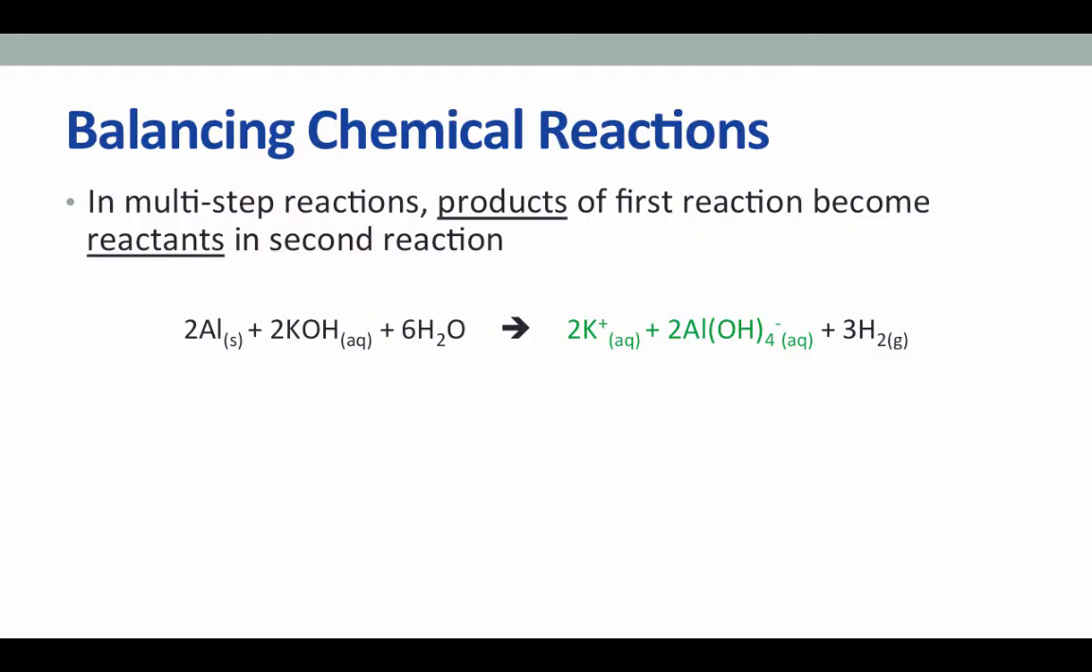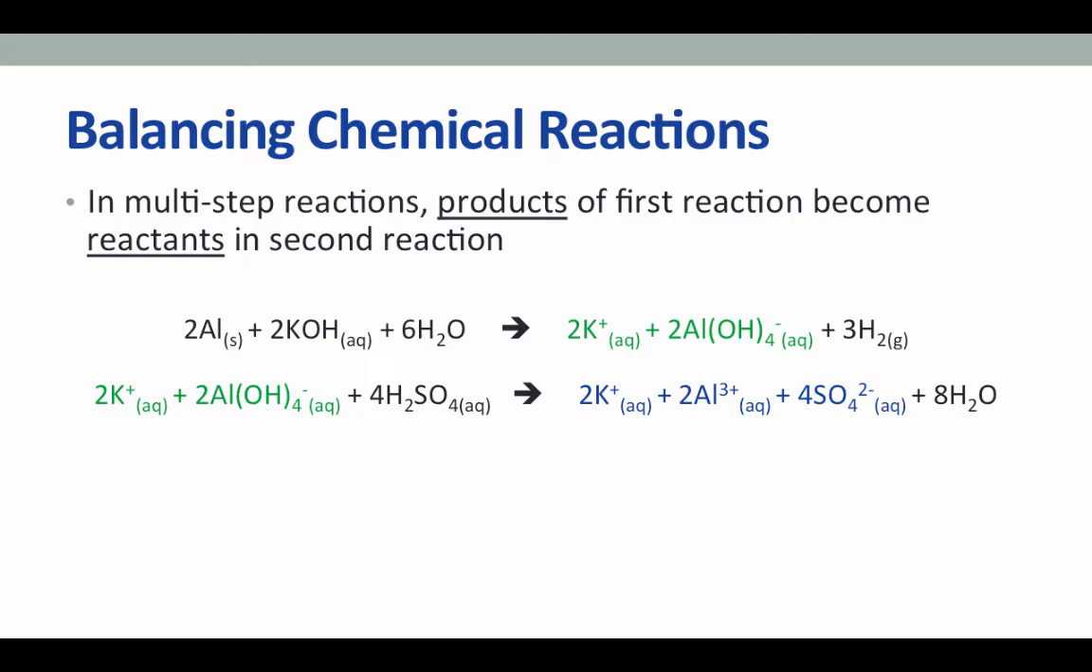The hydrogen gas I've left in black here to indicate that it is not going to be carried on into the next step. As a gas, it's going to bubble out of our solution and into the atmosphere of the classroom, and so it will not be carried over into the next step. However, the potassium ions and the aluminum hydroxide anions will be carried over.